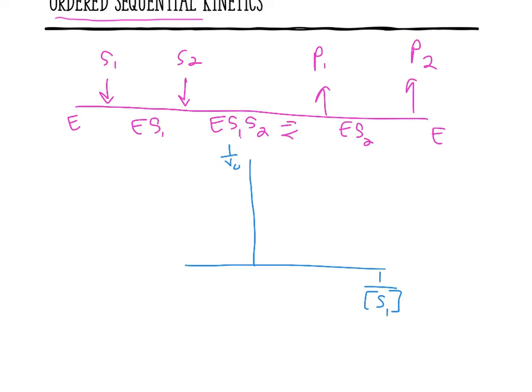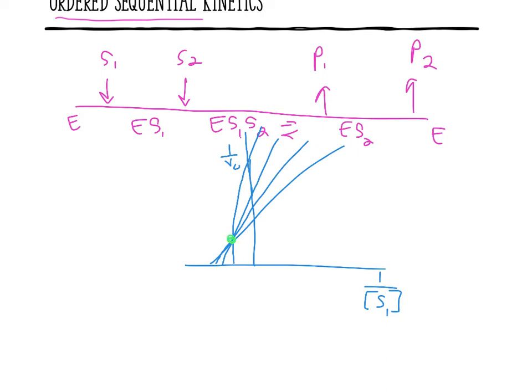So in ordered sequential, it's 1 over velocity on the y-axis, 1 over substrate 1 on the x-axis, and when you plot this, all of the lines, it's hard to do this, they all cross at a spot.